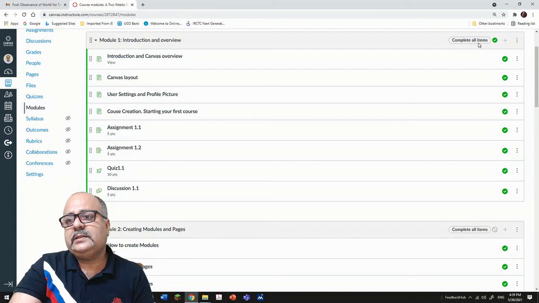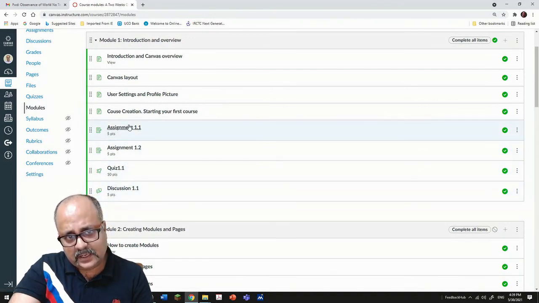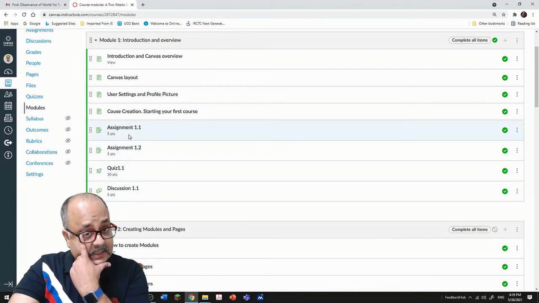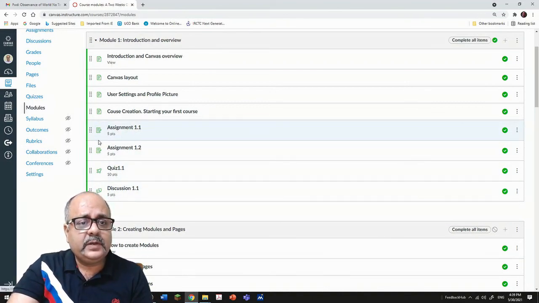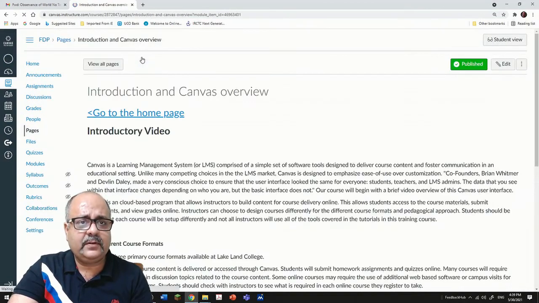Here it is written, complete all items. So all items have to be completed. That means assignment 1.1, assignment 1.2, quiz 1.1 and discussion 1.1 have to be completed. I have designed these assignments, quizzes and discussions in such a way that you can only complete them if you have gone through the course contents. Now what are these course contents? These are pages where I have given my content.